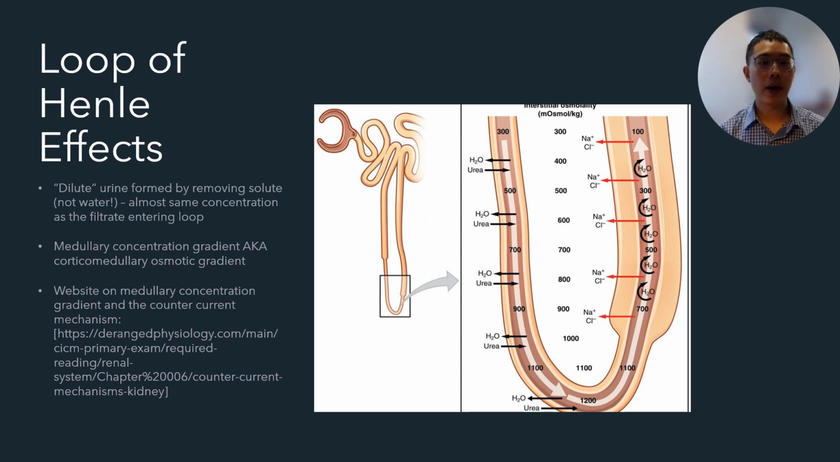Overall, there are two main effects of the loop of Henle. The first is that we end up with a similar concentration of filtrate entering the loop of Henle, and more importantly, the generation of the medullary concentration gradient, or the corticomedullary osmotic gradient. When we talk about water regulation later, this medullary concentration gradient will play a large role in helping provide the osmotic gradient needed to reabsorb free water.